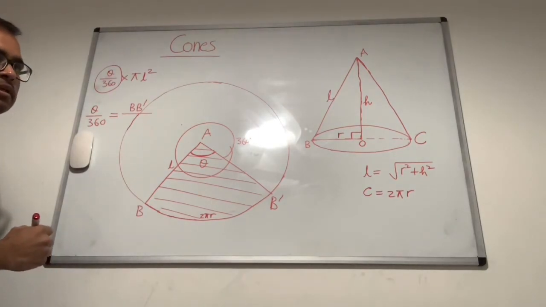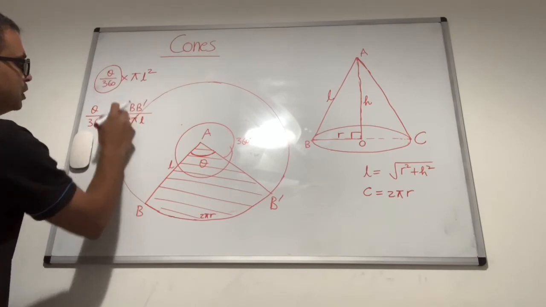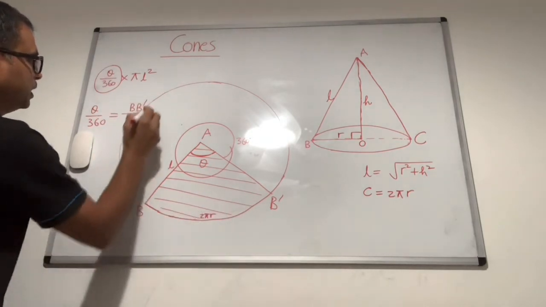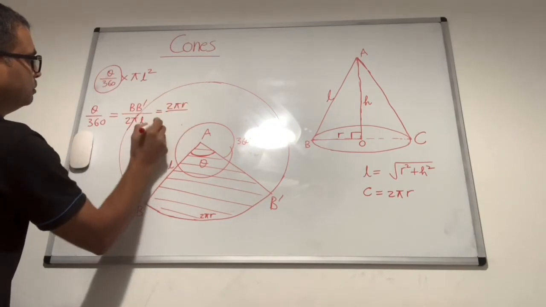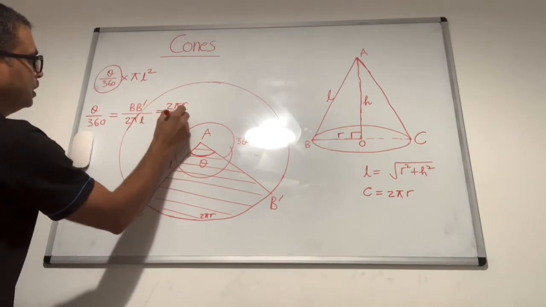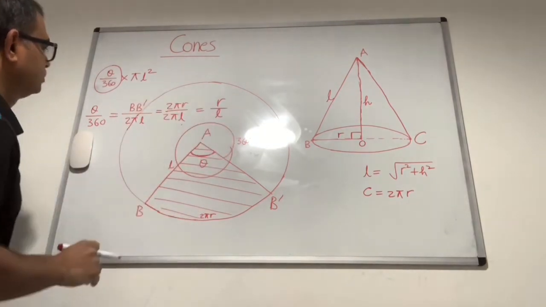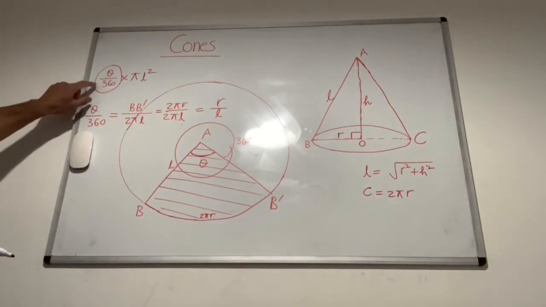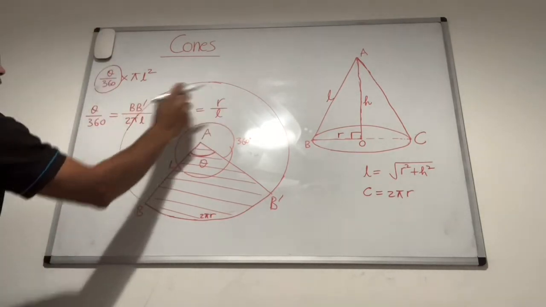2 pi L. Yeah, 2 pi L. And what is this arc length? 2 pi R. So 2 pi R divided by 2 pi L became R divided by L. So this one, theta by 360, you can replace it with R by L.